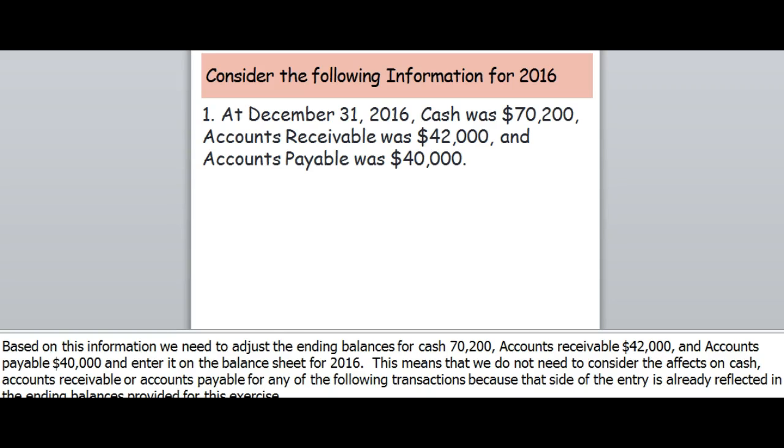Based on this information, we need to adjust the ending balance for cash by $70,200, accounts receivable for $42,000, and accounts payable by $40,000, and enter it on the balance sheet for 2016. This means that we do not need to consider the effects on cash, accounts receivable, or accounts payable for any of the following transactions because that side of the entry is already reflected in the ending balances provided for this exercise.